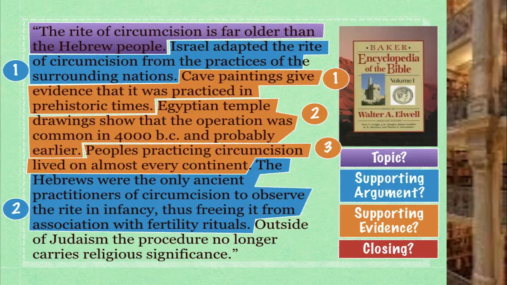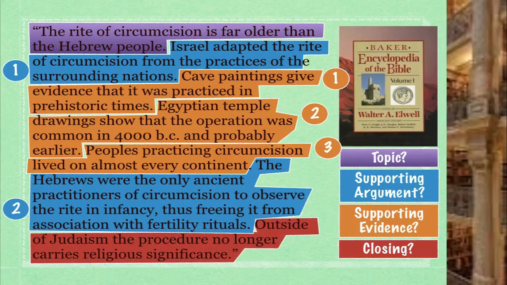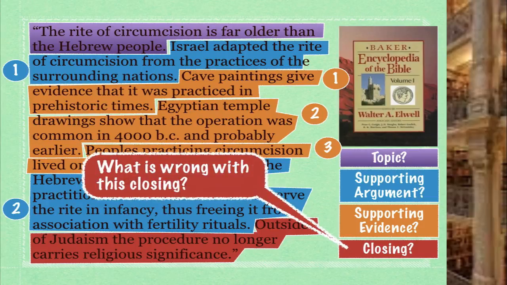And here we have our closing. Outside of Judaism, the procedure no longer carries religious significance. So in your view then, what's wrong with this closing? Is it persuasive or is it not persuasive? Why? What would keep it from persuading you?